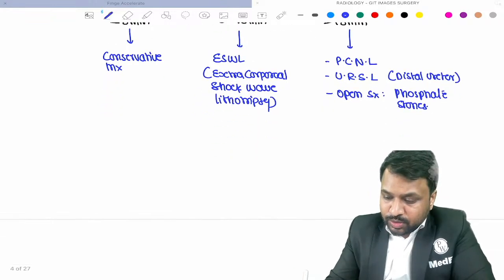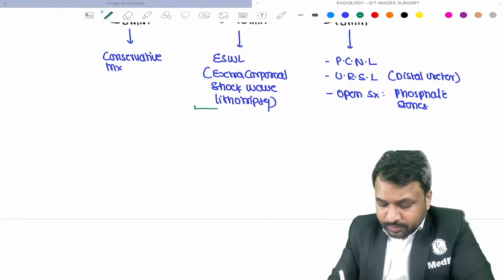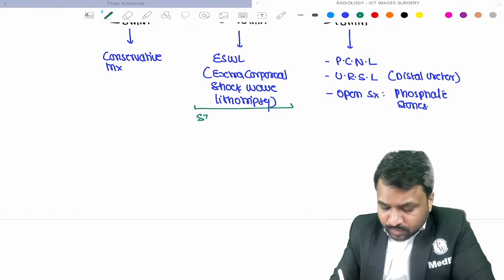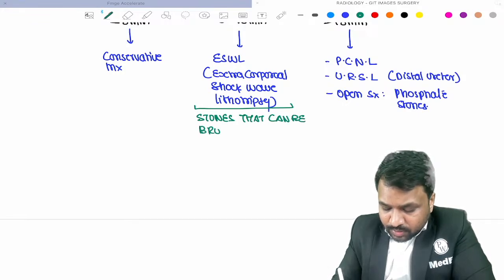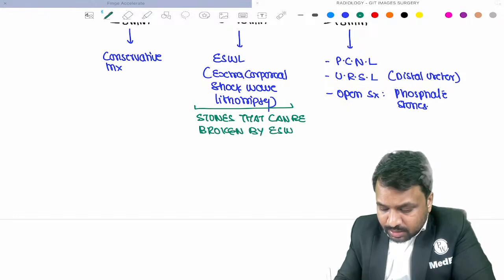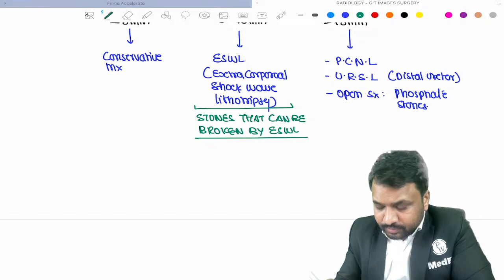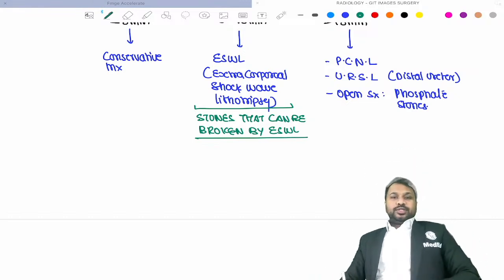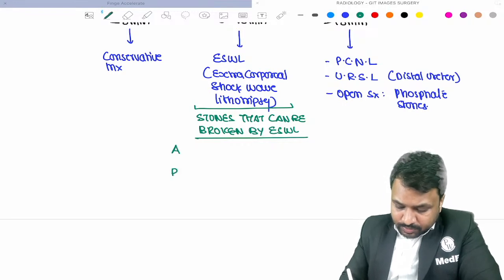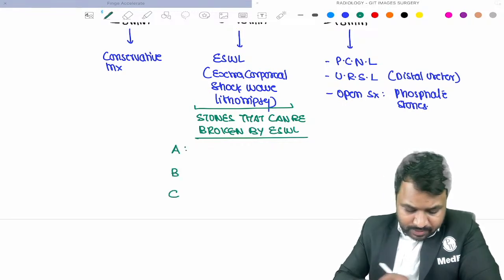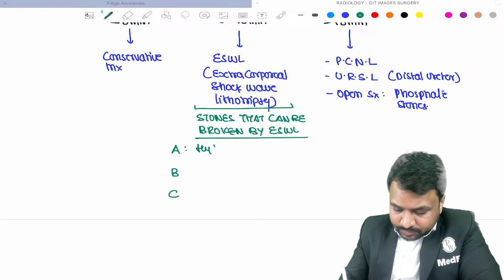Now remember, stones that cannot be broken down by ESWL. The stones that cannot be broken down by ESWL can be remembered as the ABC stones. It is the hydroxyapatite stone.